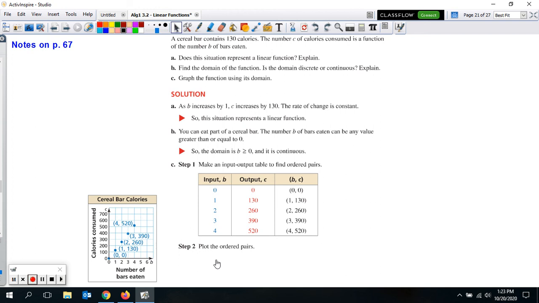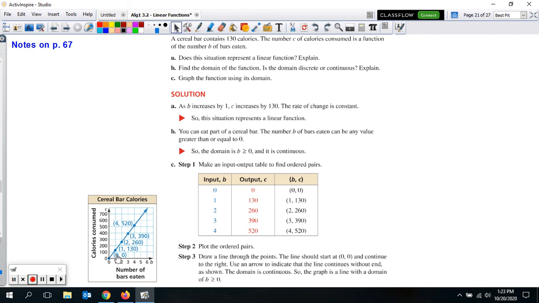And so then we can plot each of these ordered pairs, but since it's continuous, you want to connect the dots and show that it just would continue to climb as you would eat more and more bars. That's why the arrow is on the end, because that's what this domain would suggest, that it just keeps on going on into infinity in that positive direction. So you have to make sure you draw that line there. Once you've plotted the points, you connect the dots for continuous functions.